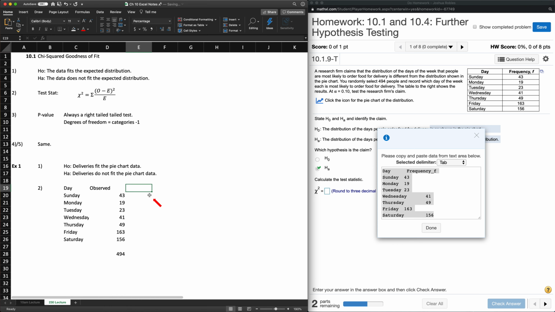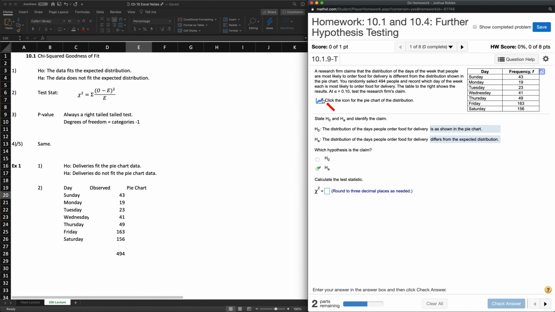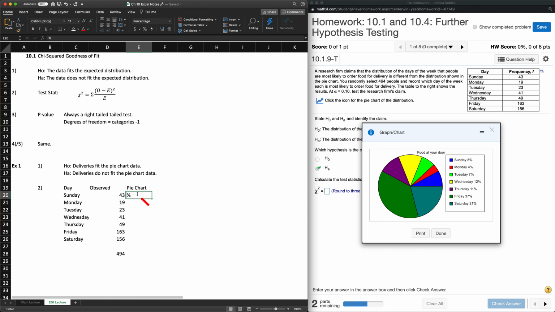Okay, so now we need to calculate the expected. So the percentages from the pie chart, maybe we'll call it pie chart, told us what the percent we expect, but we need to eventually convert that to the actual number we would have expected. So let's get our information from the pie chart. So Sunday was 8%. I think I already have these set as percentages. Monday was 4%, Tuesday 7, Wednesday 12, 11, 37, 21.